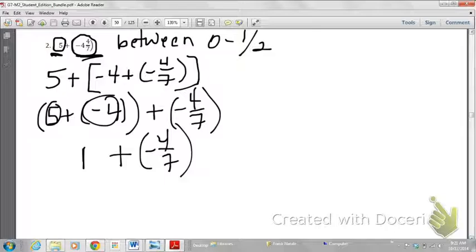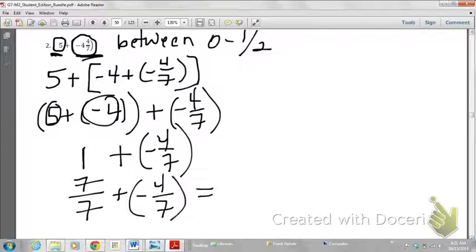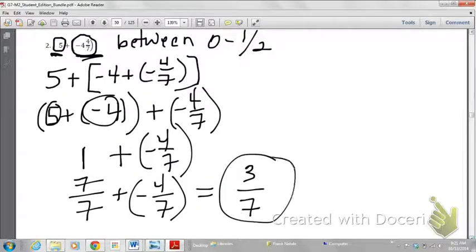And if we need to, we can just change this 1 to 7 over 7. Very convenient to have a whole number because that's all you have to do. And then we add a negative 4/7 to that, and we know that equals a positive 3/7. Okay, and yeah, that's our answer.